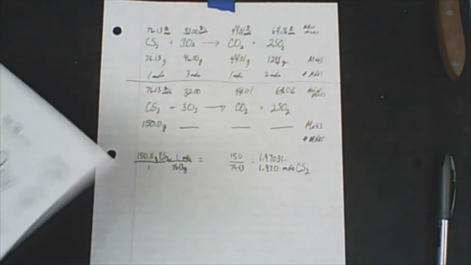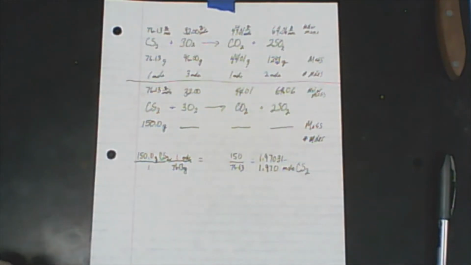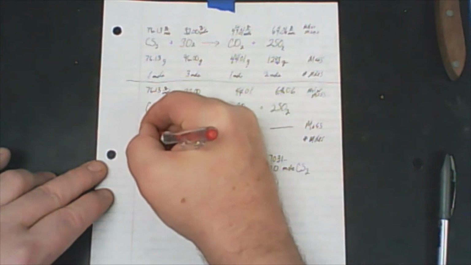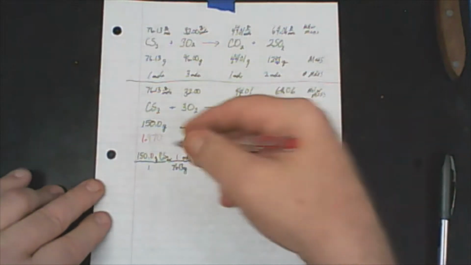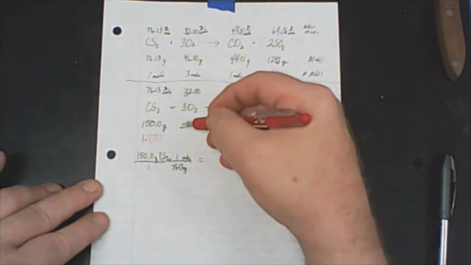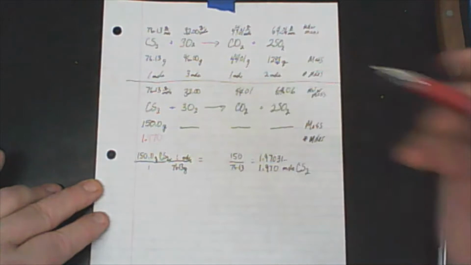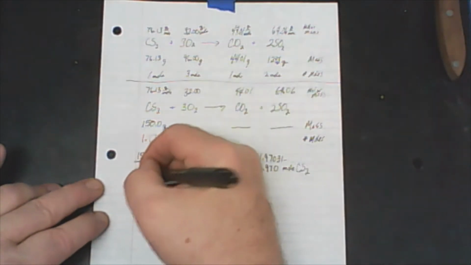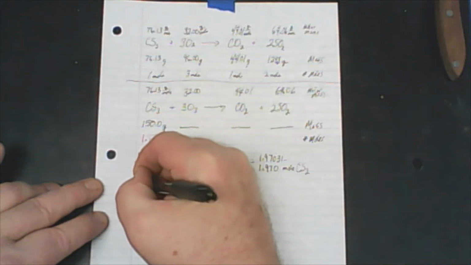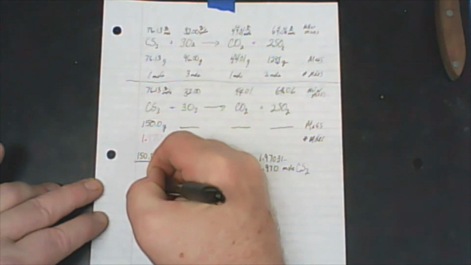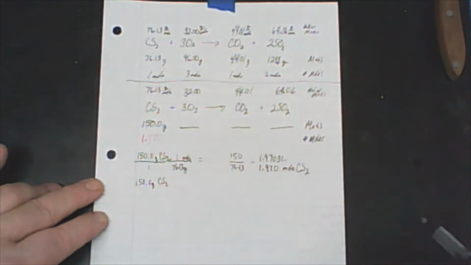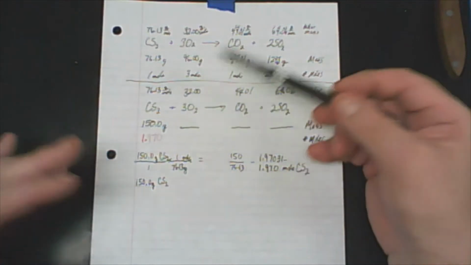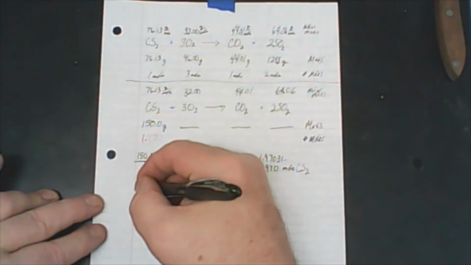So I could put that in place, since I know what it is. 1.970. That's not where I want to be. I want to get over here. But again, I've got to take this little side trip. I don't want to start with this number. I want to start with 150 grams of CS2. If I were to take my rounded off number and start with that to make the next calculation, I would be introducing error into my problem.